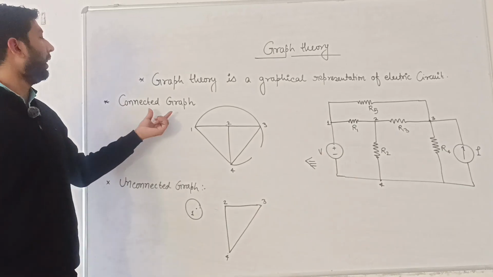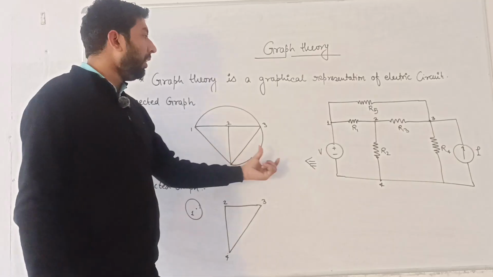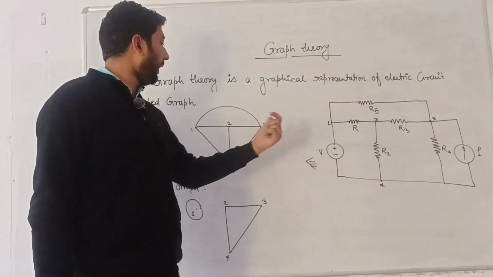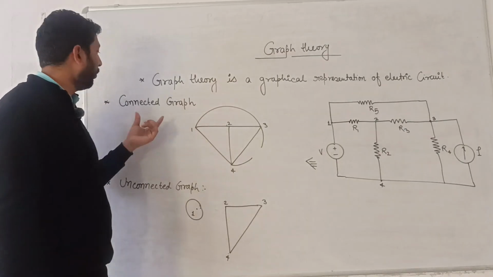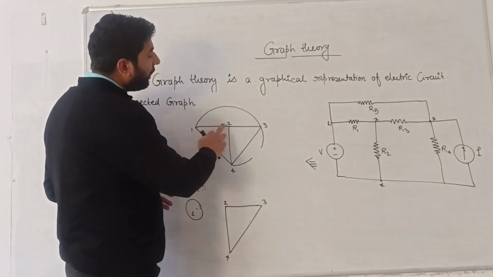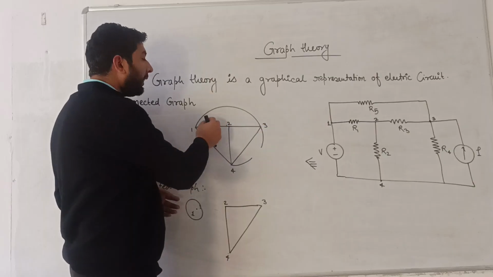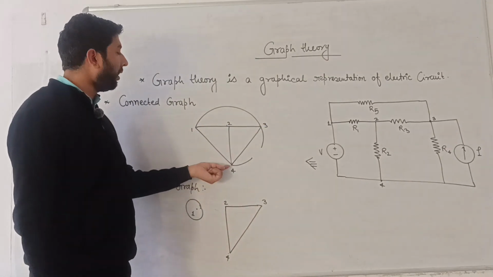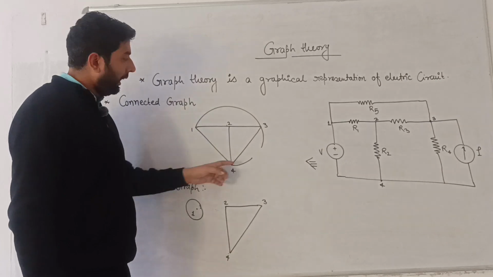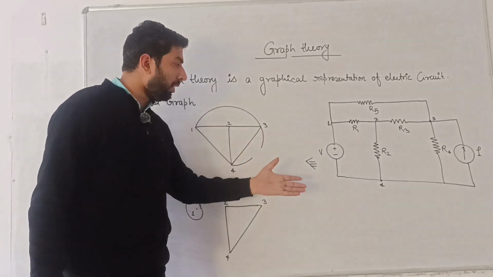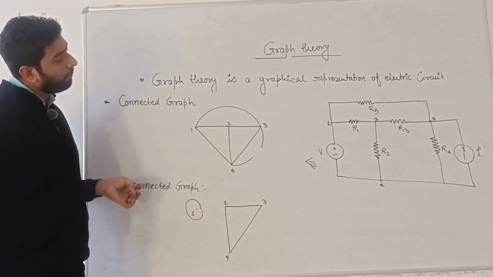Here I will take an example of an electrical circuit and convert it into a graph. So first one is a connected graph. Here I have seen that all the nodes are connected with each other, and branches are also connected with all the nodes. Here the current branch is open because of the behavior of the current type.